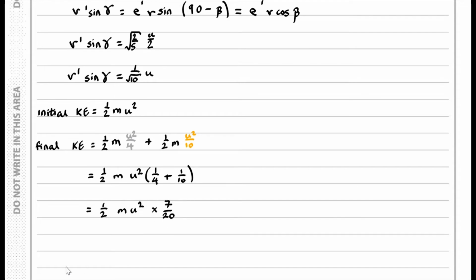Okay? And therefore the fraction of the initial kinetic energy we have over here 1/2 m U squared times by 7/20 over 1/2 m U squared, and then of course we multiply this by 100. These terms cancel out for us. We're left with 7/20 multiplied by 100, which of course is equal to 35%. Okay?